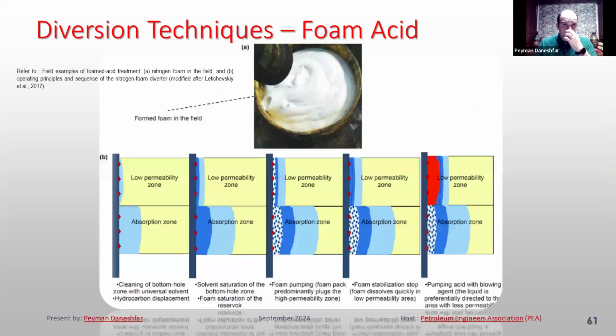Here you can see how the foam looks in the field. This slide, I took this photo from one of the websites, a field example of foam acid treatment, nitrogen foam in the field. You can see a low permeability zone and an observation zone, and at last you can see that the acid, or our injected fluid, goes to our low permeability zone.